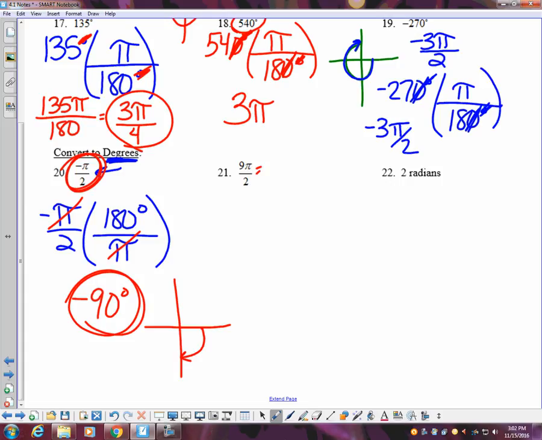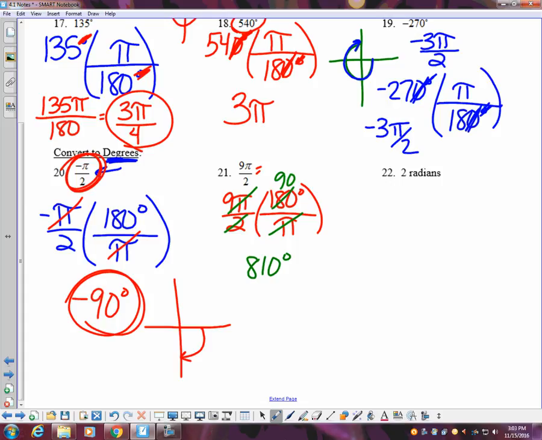9 pi over 2. I want degrees. Degrees go on top. Pi's cancel. I can also reduce by 2. So 810 degrees. You could do that in your calculator if you wanted to also.